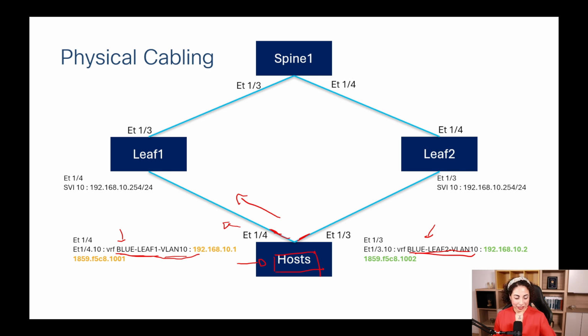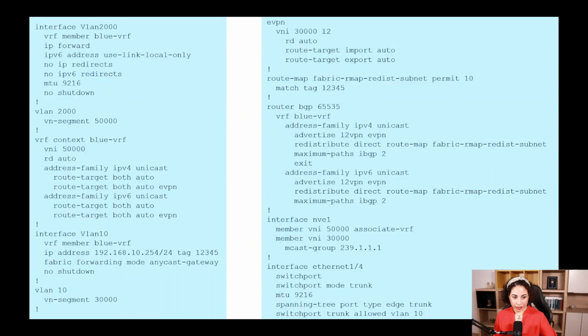Okay, so that's it. We have seen the logical configurations. We have seen the physical cabling. So now I'm just going to share the configuration that has already been pushed on the fabric, which is this one. So first we have the interface that is configured for the VRF. So it has a VRF member, Blue VRF. Again, classical configuration. We assign to that VLAN the VN segment for the L2VPN. Then we configure the VRF context. We call the L2VPN. We have the route distinguisher set to auto. For address family IPv4, we have the export and import set to auto as well.